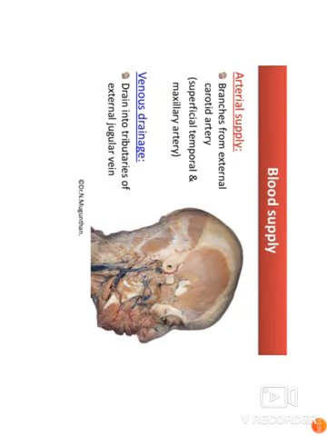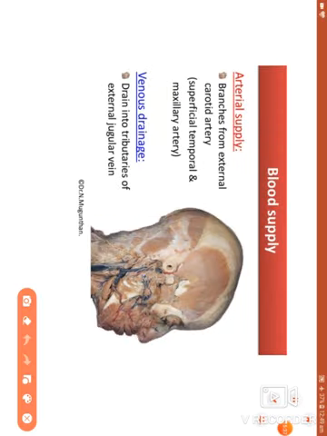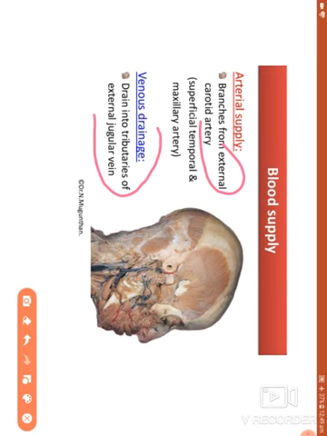Here is the arterial supply and venous drainage, the blood supply. The artery supplies through the branches of the external carotid artery. Venous drainage is finally into the common facial vein and the external jugular vein. They finally drain into the subclavian vein.